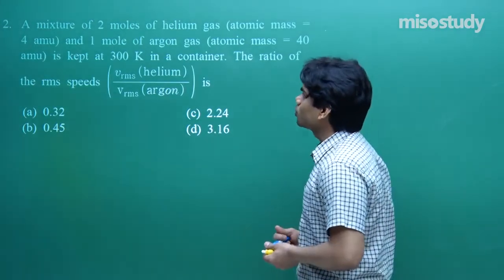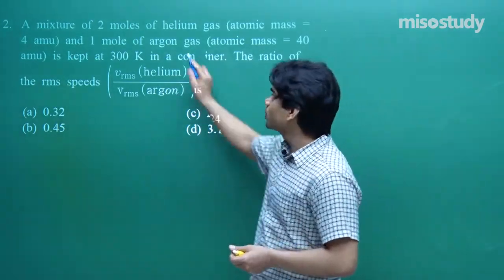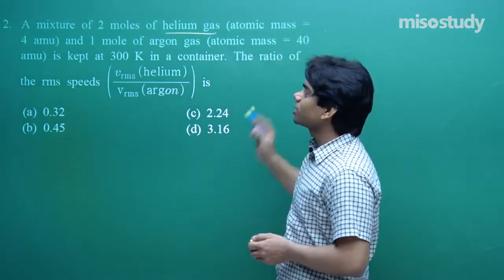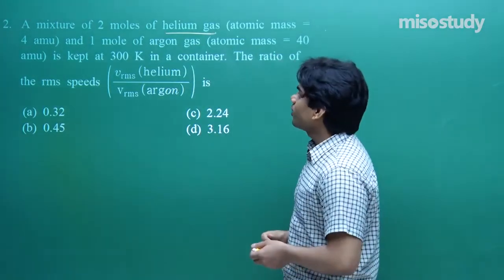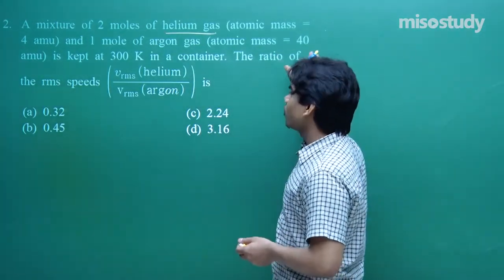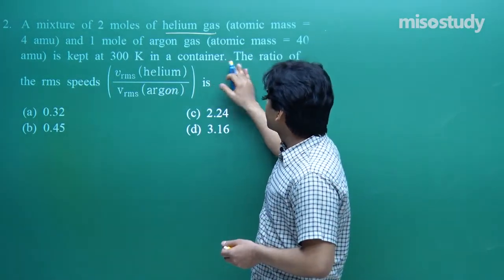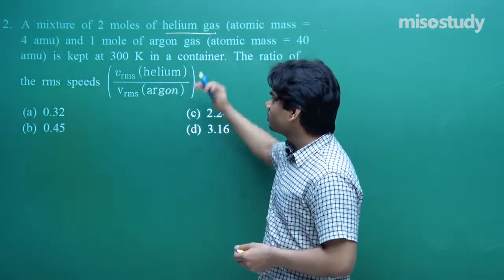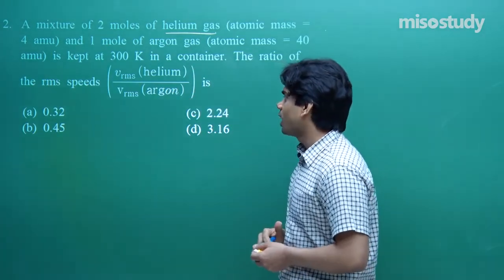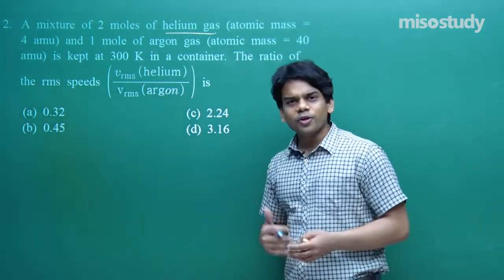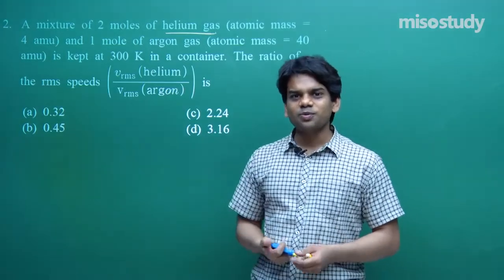A mixture of 2 moles of helium gas, atomic mass 4 atomic mass unit, and 1 mole of argon gas, atomic mass 40 AMU, is kept at 300 Kelvin in a container. The ratio of the RMS speed, V RMS of helium upon V RMS of argon, is. We need to compare the RMS speed.